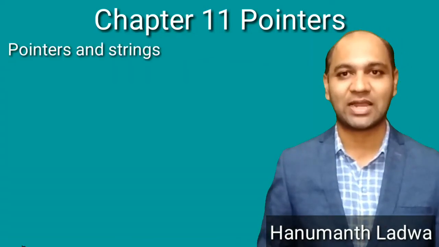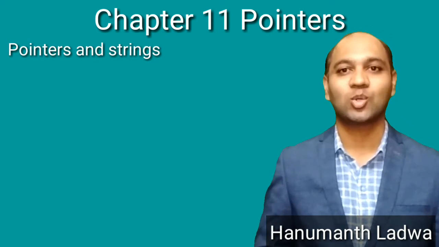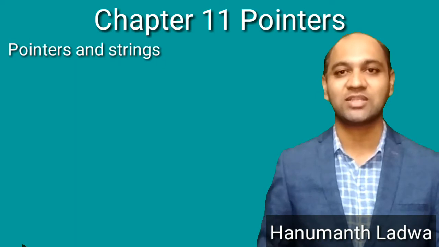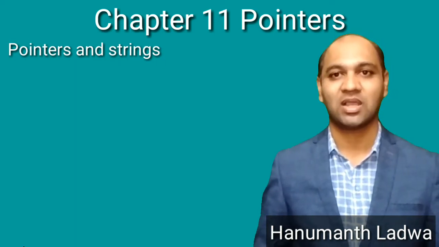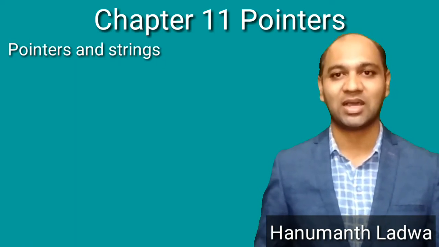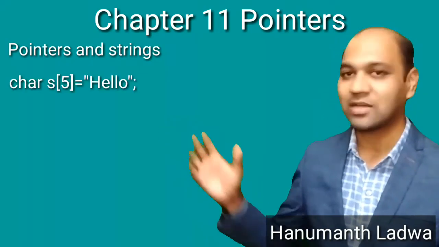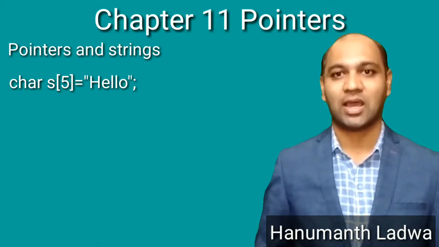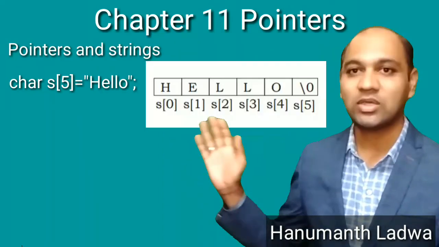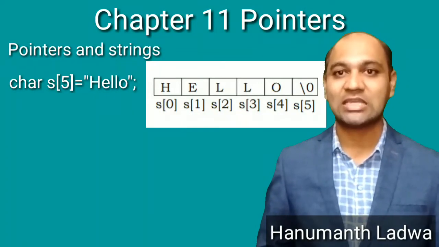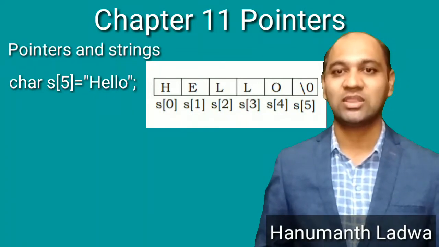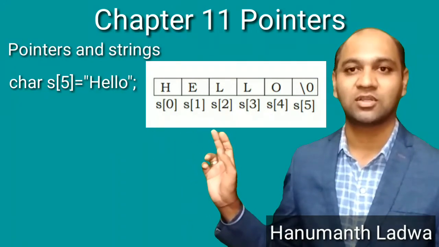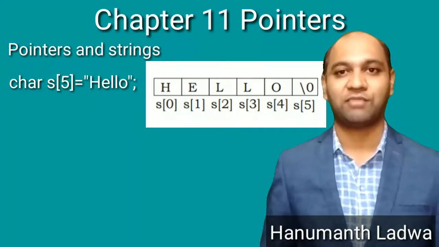Now we will study pointers and strings. As I said, there is a close relationship between arrays and pointers. A string is a sequence of characters enclosed within a pair of double quotation marks, and strings are always terminated by a null character. Here in an example you can see s[6] is equal to, we'll write "hello". So here this hello is terminated by a null character. Each letter is assigned an index number, that is s[0], s[1], s[2], s[3], s[4] and s[5].